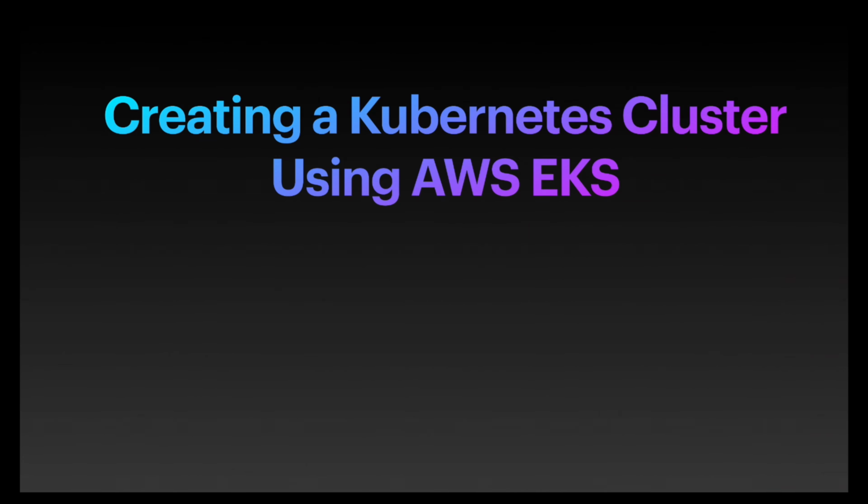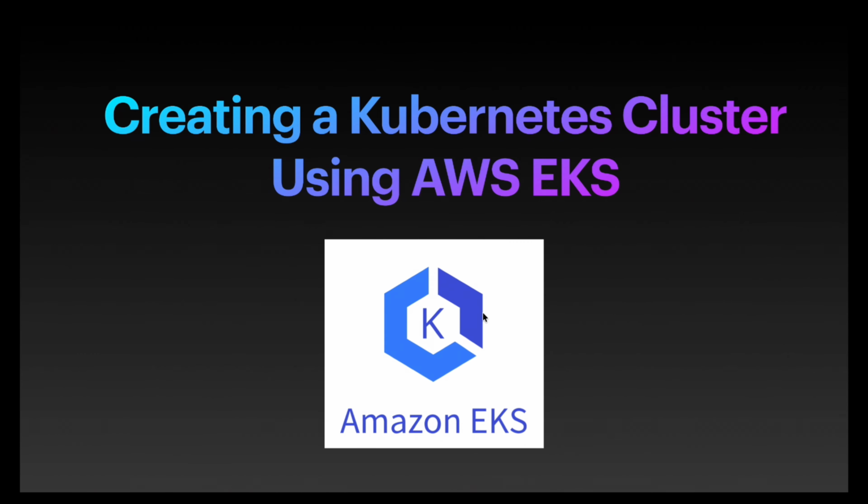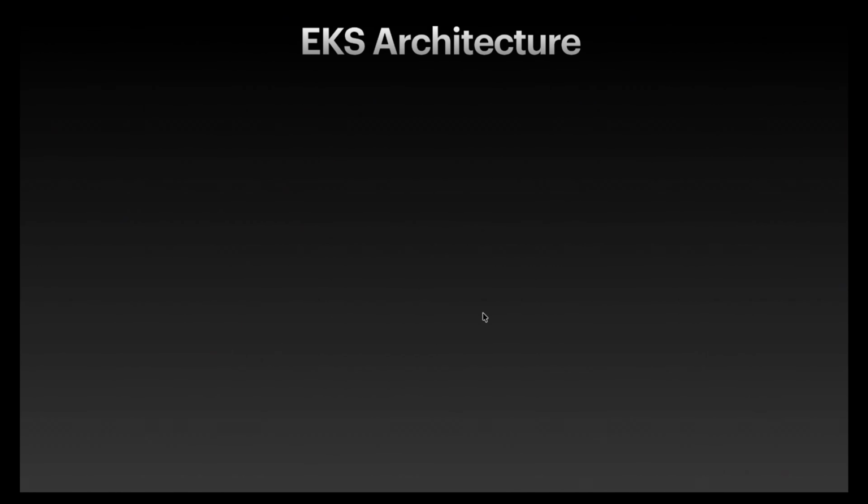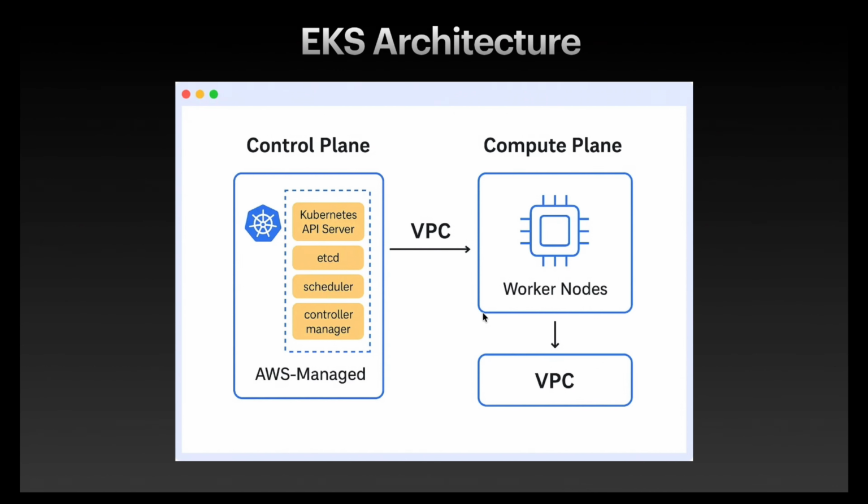I'm going to create a Kubernetes cluster using AWS EKS. Now, AWS EKS is a managed Kubernetes service offered by AWS. At a high-level overview, this is how the architecture looks. So Amazon EKS has two components, just like we have on the kubeadm setup.